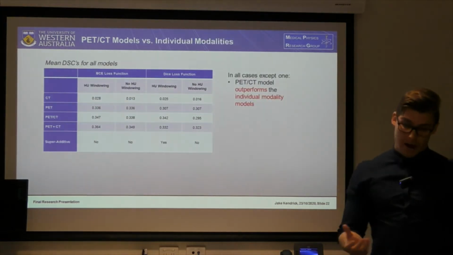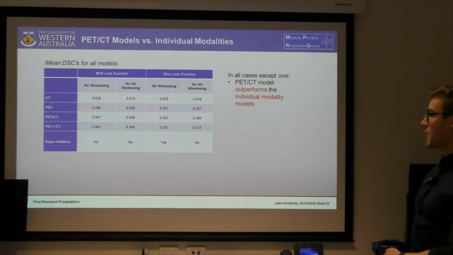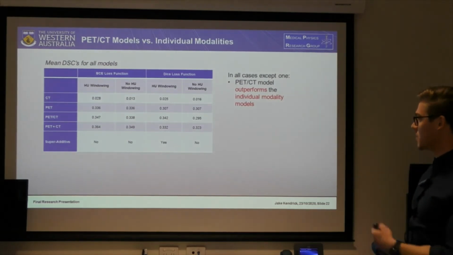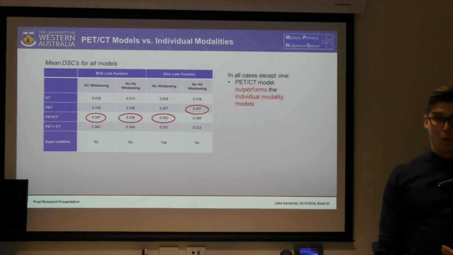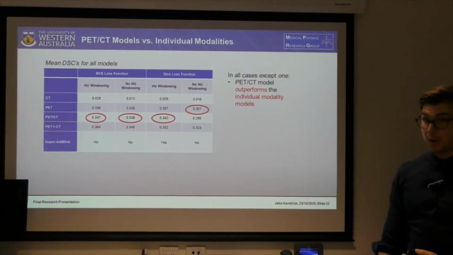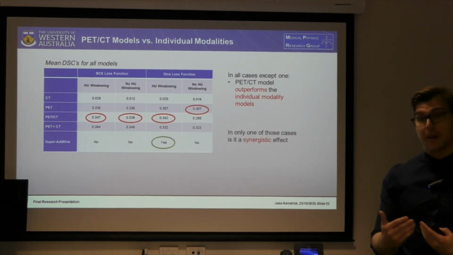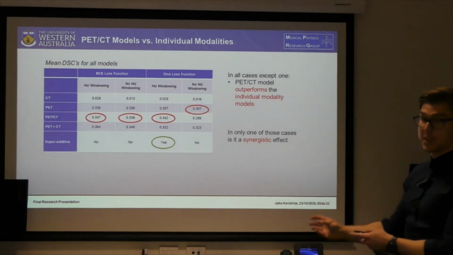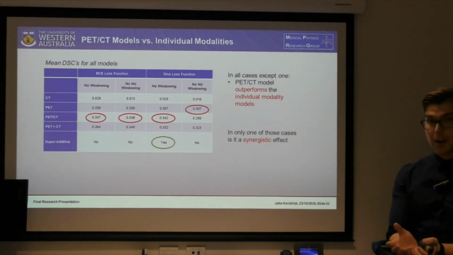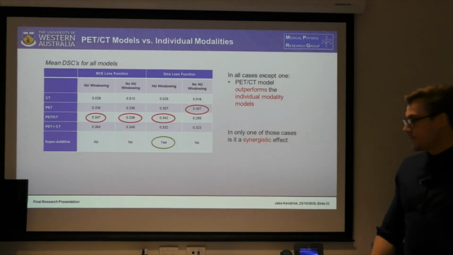So how do the combined PET-CT models compare with the individual modalities then? Well, if we tabulate the DICE score for all of the models, what we observe is that in all cases except one, the PET-CT model outperforms the models trained using the individual modalities. But in only one of these cases is it a synergistic effect. So in only one case is it super additive to train using the combined patient PET-CT images in a multi-channel framework over training with the individual PET and CT images.